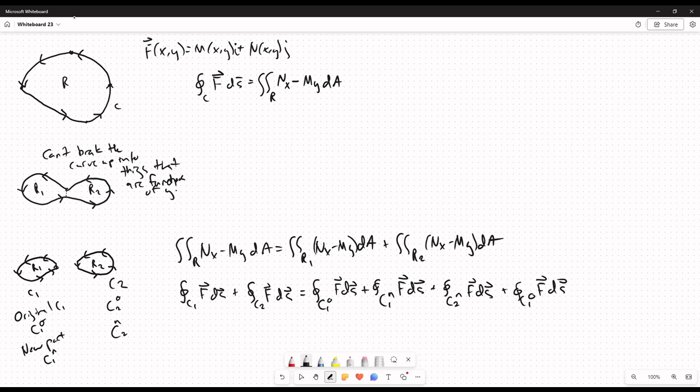And what we'll notice is that the new part of C1 goes in the opposite direction as the new part of C2, but otherwise they're tracing the same paths. So these trace the same path in opposite directions, so they cancel. Okay, let's give ourselves a little bit more room.